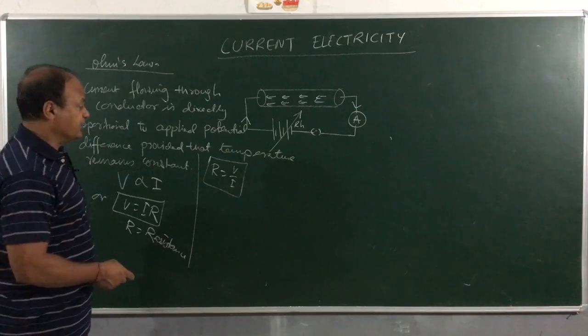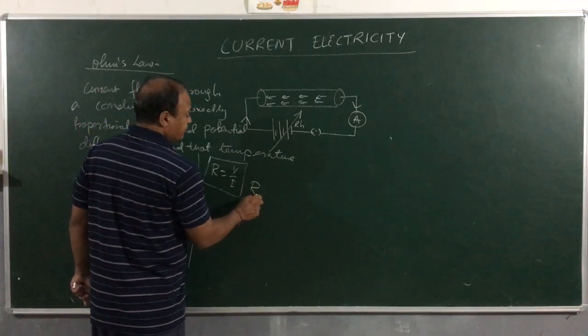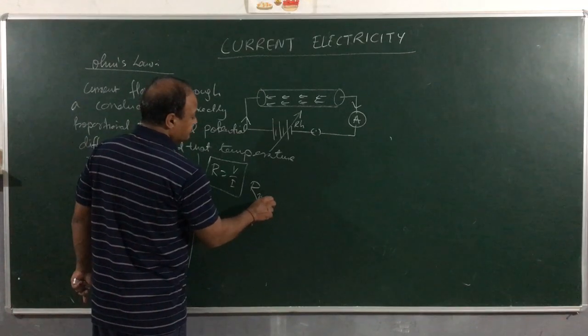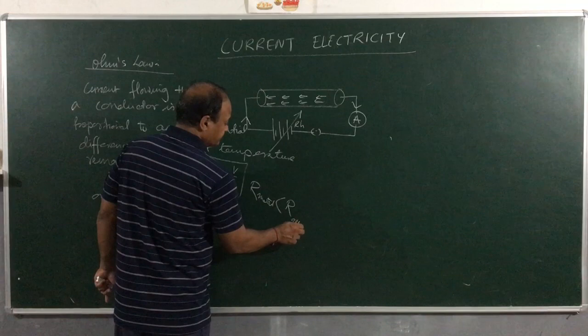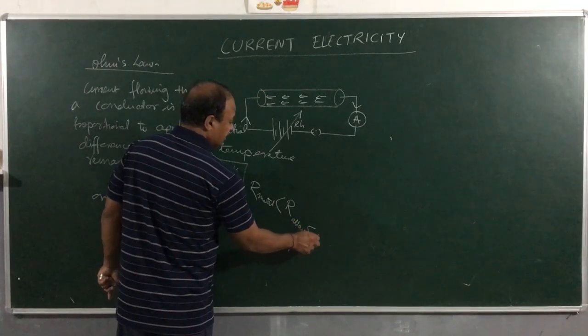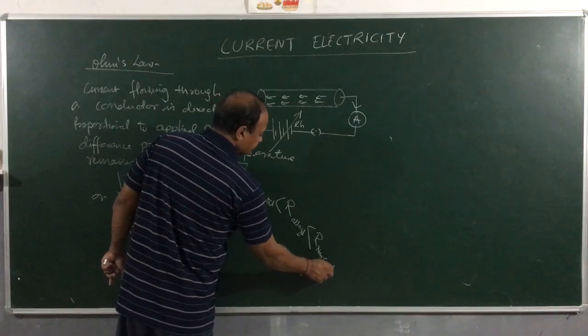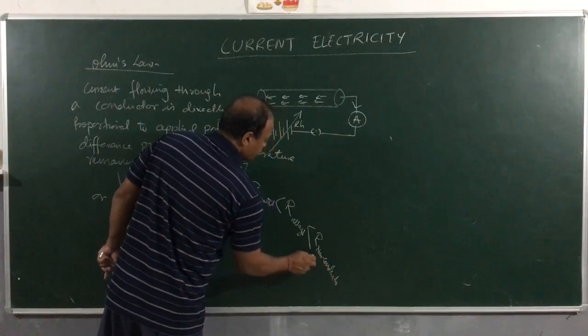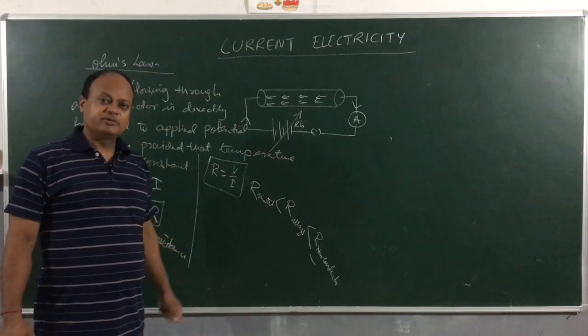So you need to keep in mind the resistance of metals is less than resistance of alloys and is less than the resistance of non-conductors. So non-conductors have what? Maximum resistance, and metals have minimum resistance.